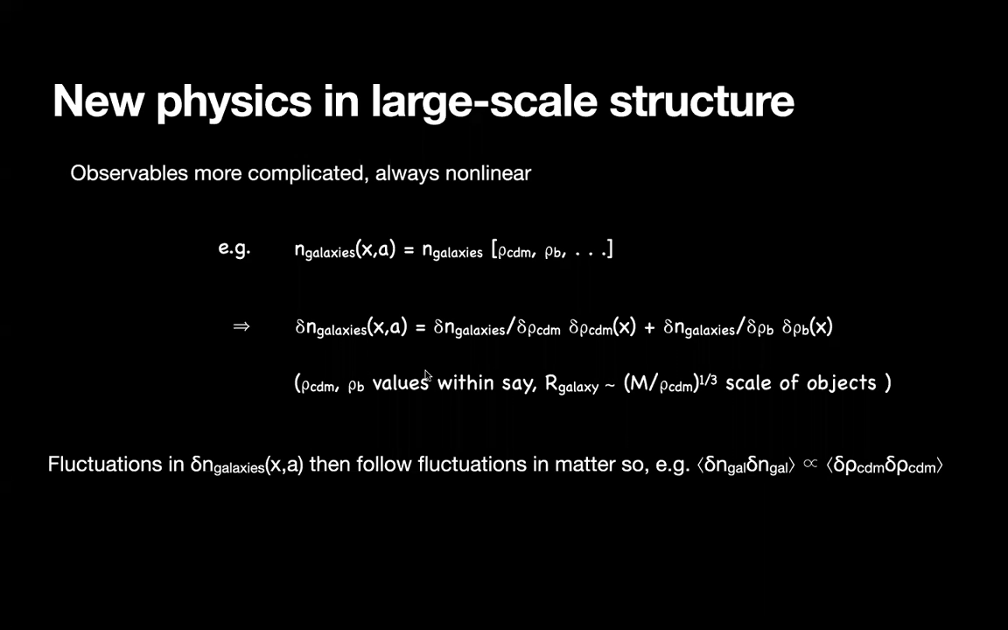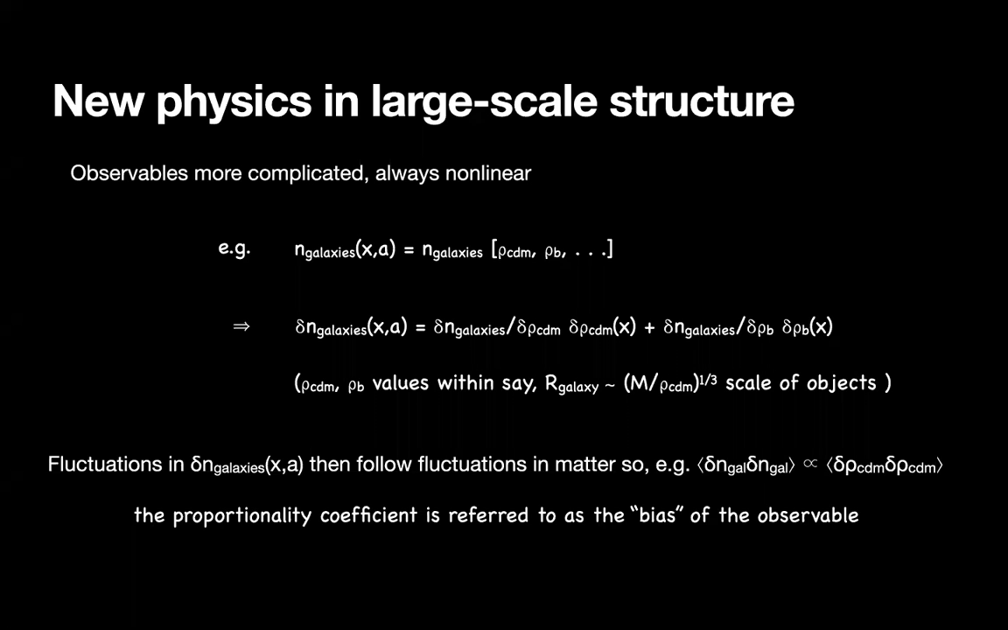Whereas Fabian mentioned, this would be the coarse-grained fluctuations in the matter distribution, coarse-grained on some scale, which describes the characteristic scale of the observables that you're looking at. So then fluctuations in our observables will follow fluctuations in matter. So the correlation functions and the things that can be measured are still proportional to correlation functions in matter that we understand better. And this proportionality coefficient that will appear here is referred to as the bias of the observable.